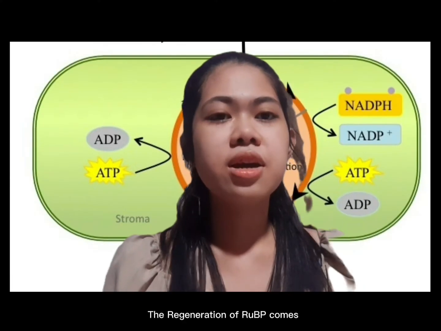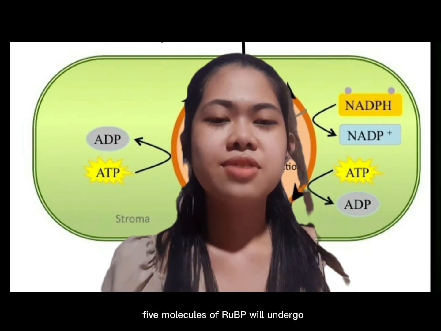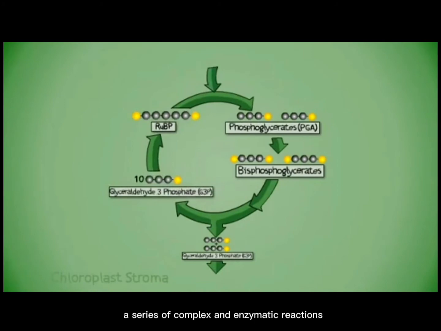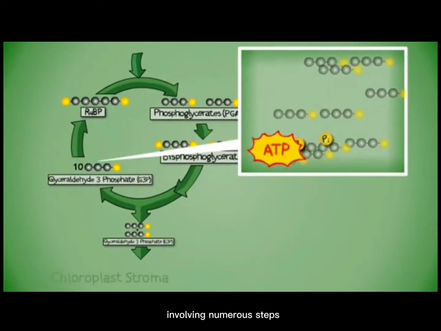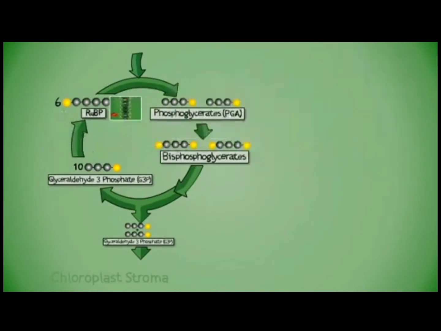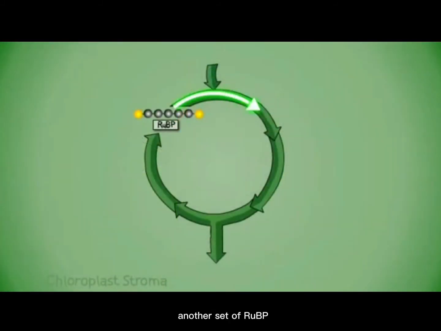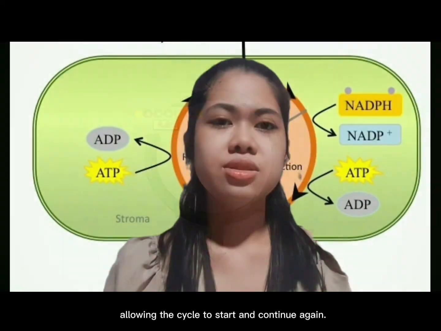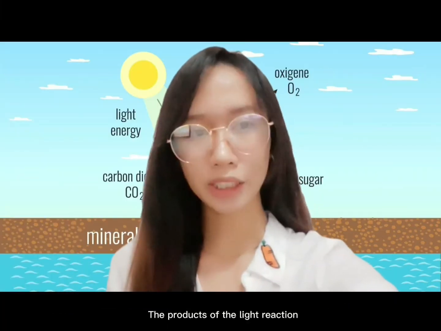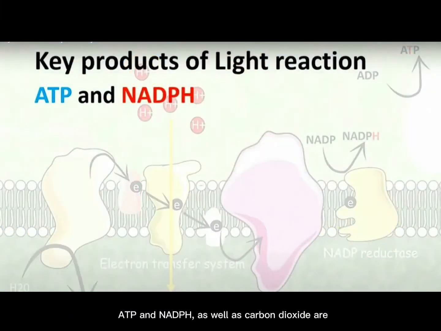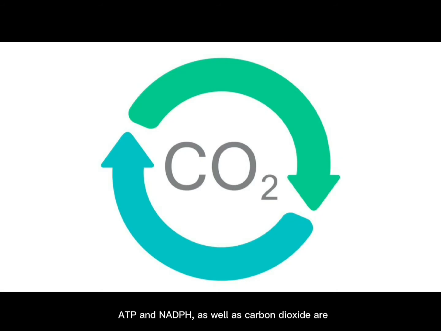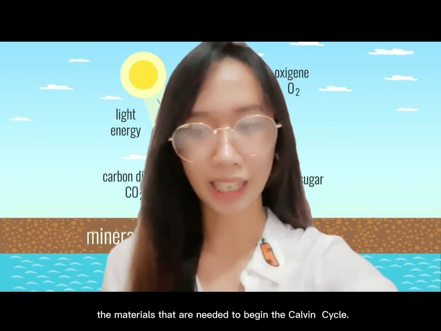The regeneration of RuBP comes after the reduction. 5 molecules of G3P will undergo a series of complex enzymatic reactions involving numerous steps in order to regenerate 3 molecules of RuBP. 3 molecules of ATP are required to provide another set of RuBP, allowing the cycle to start and continue again. The products of the light reaction, ATP and NADPH, as well as carbon dioxide, are the materials that are needed to begin the Calvin cycle.